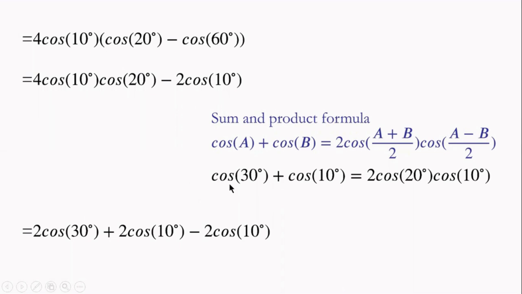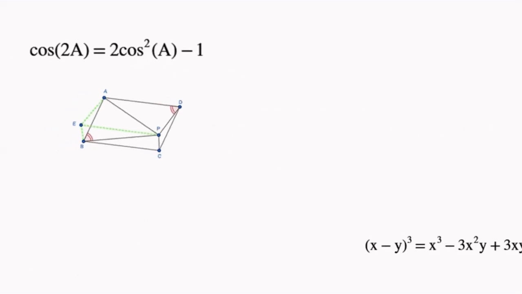So we can now write equals 2 cosine 30 degrees plus 2 cosine 10 degrees minus 2 cosine 10 degrees. We can see that 2 cosine 10 degrees and minus 2 cosine 10 degrees cancel. So we can now write equals 2 cosine 30 degrees. We know that cosine 30 degrees is equal to root 3 over 2. So we can now write equals root 3.